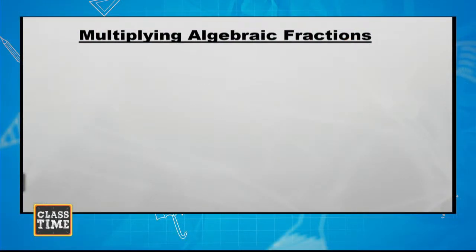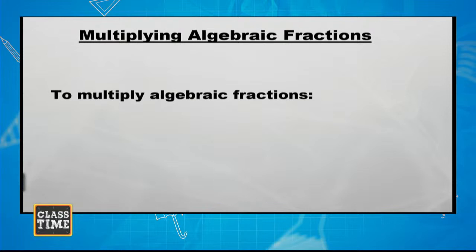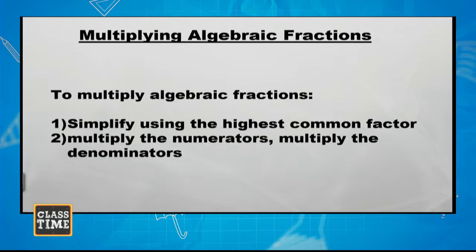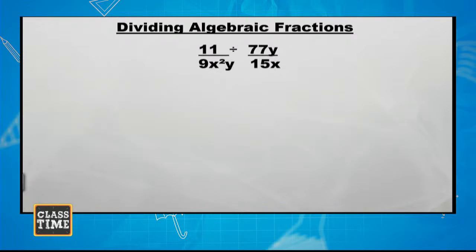So let's take it a little bit further now. And here we just want to recap. When we're multiplying algebraic fractions, 1, we simplify using the highest common factor, and 2, we multiply the numerators, and then we multiply the denominators. So we would have looked at simplifying algebraic fractions and multiplying algebraic fractions. Let's see if we can go a little bit further now to dividing algebraic fractions.